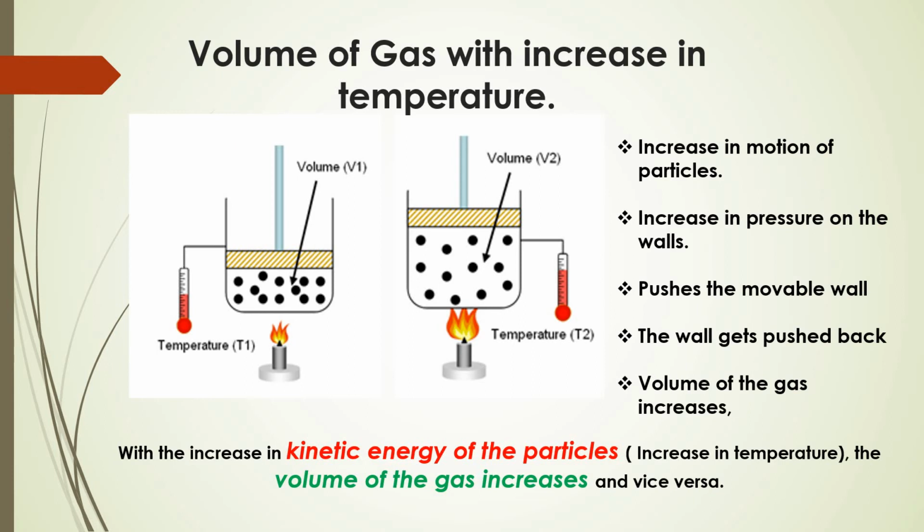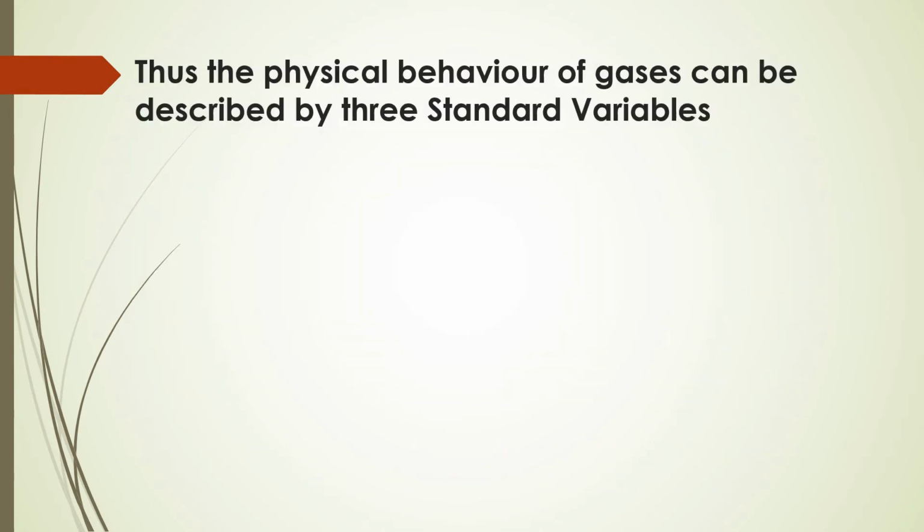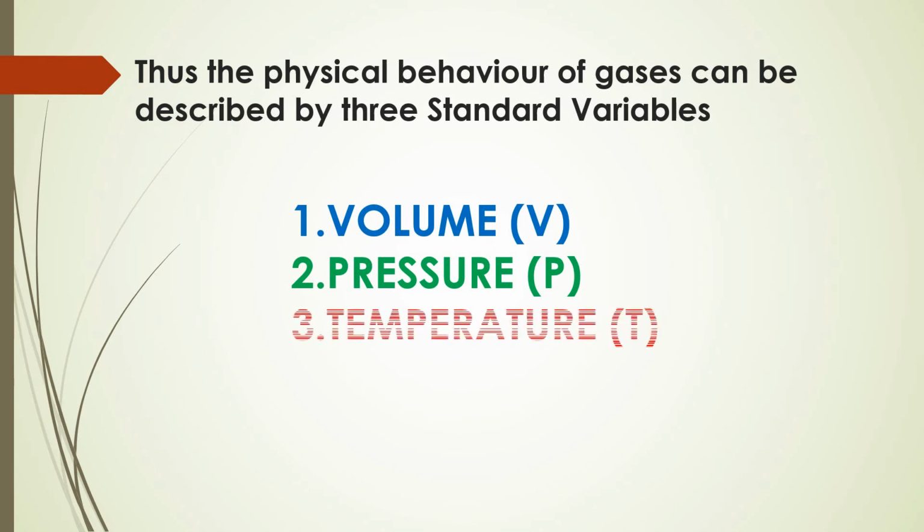Therefore we can conclude that with the increase in temperature, the volume of gas also increases, and with the decrease in temperature, the volume of the gas also decreases. Thus, the physical behavior of gases can be described by three standard variables, and they are volume, pressure, and temperature. With these three standard variables, we can explain the behavior of different gases.